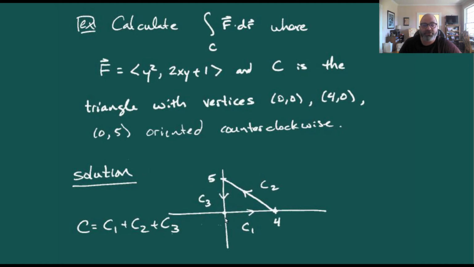So plotting each one of those points, (0, 0), (4, 0), (0, 5), we get a triangle that's doing something like this with our orientation going counterclockwise, and we can break that curve C up into three natural parts along each leg: C1, C2, C3. C1 along the x-axis, C2 along the hypotenuse, and C3 along the vertical leg.